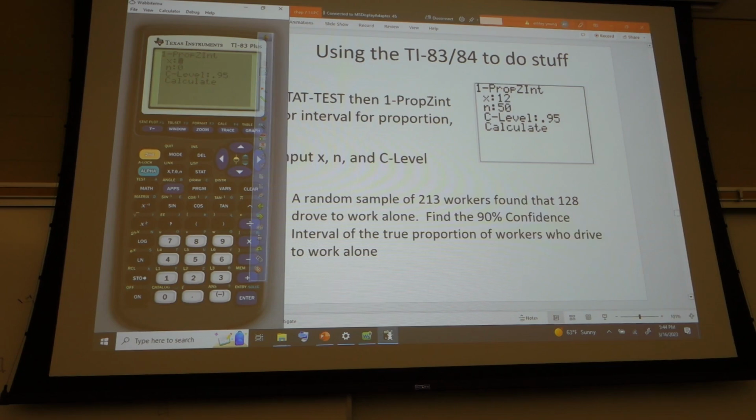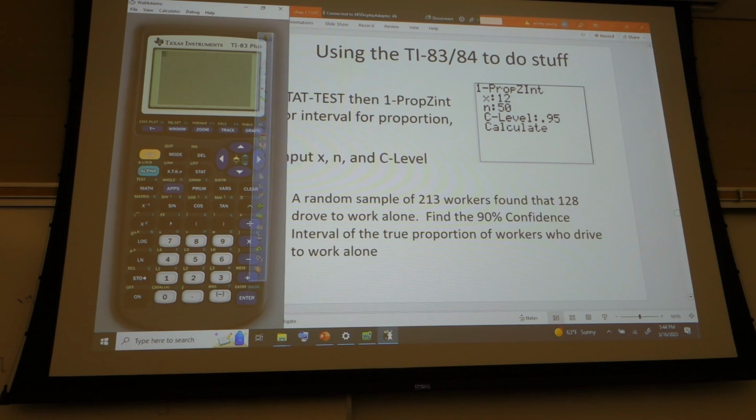Okay, so first I need to figure out 1898 times 0.45. That's 854 people. So I have 854 people, and my N was 1898. And I'm going to calculate it.